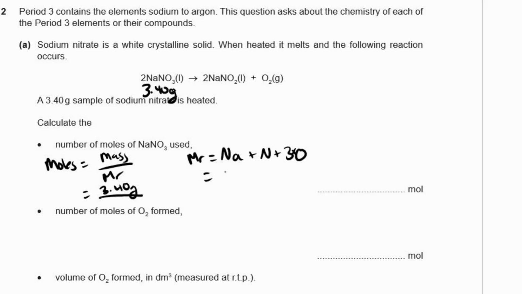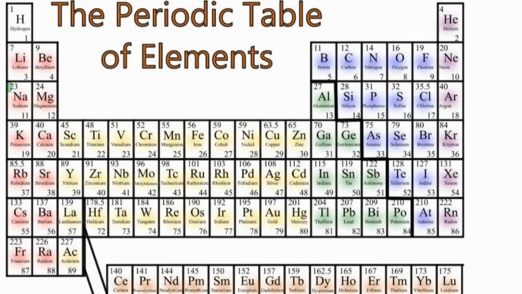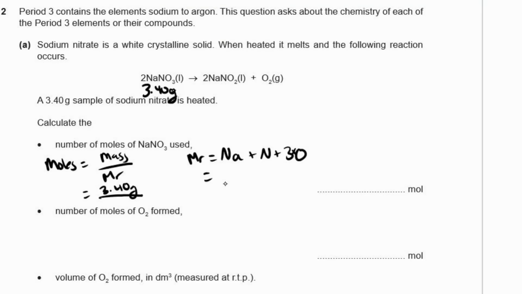which equals the mass of sodium is 23. The mass of nitrogen is 14, and the mass of oxygen is 16. So that is 23 plus 14 plus 3 times 16. And the answer to that one is 85. 85 grams per mole. So that is 3.4 grams divided by 85 grams per mole, which equals 0.04 moles.